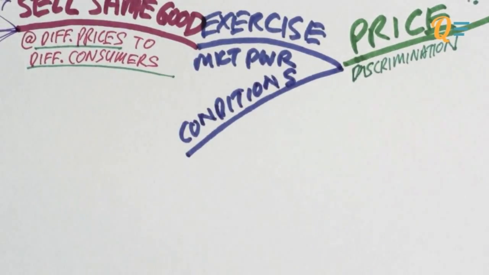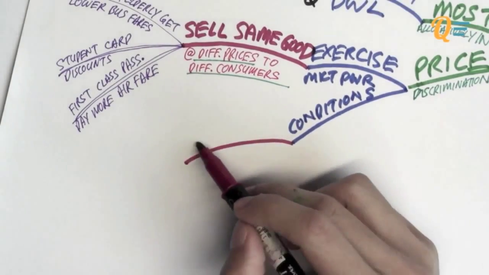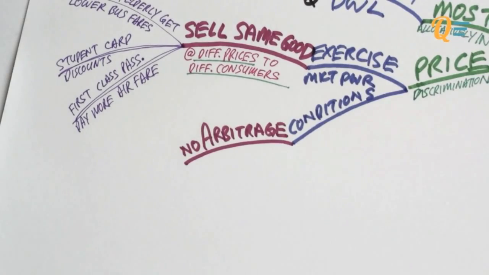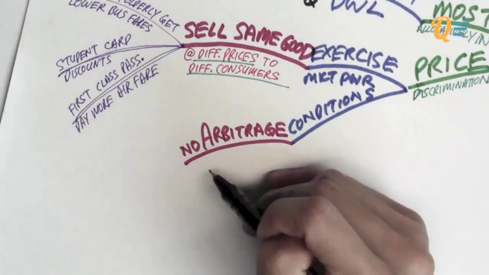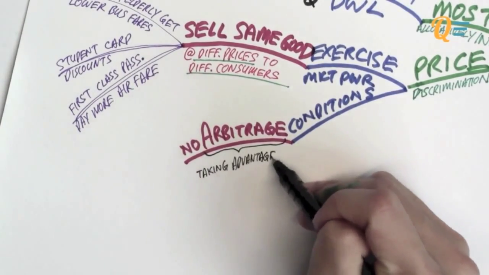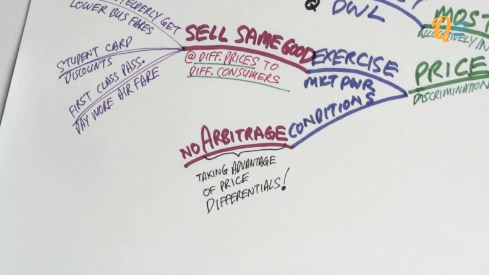But it is not all the time that the monopolist can price discriminate. So let's take a look at the conditions that are necessary for the monopoly to do just that. Now that condition is called the no arbitrage condition. So what is arbitrage? It actually refers to people taking advantage of price differentials. The price differentials here means that the same good is selling at different prices in different places.